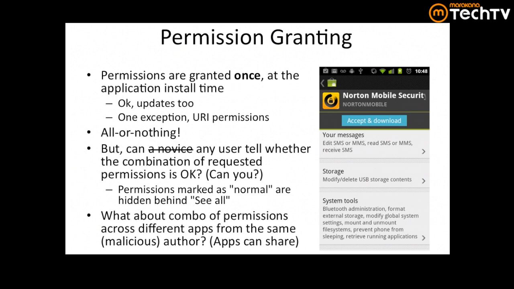It's all or nothing, whether you like it or not. There are some exceptions to that. Basically, URI permissions are kind of passed from application to application. And USB permissions: in API 12, Android added support for accessing USB devices, and also for accessories, the accessory API. For that, you need these USB permissions. They're kind of granted dynamically, but that's an exception. Really, they're granted statically.